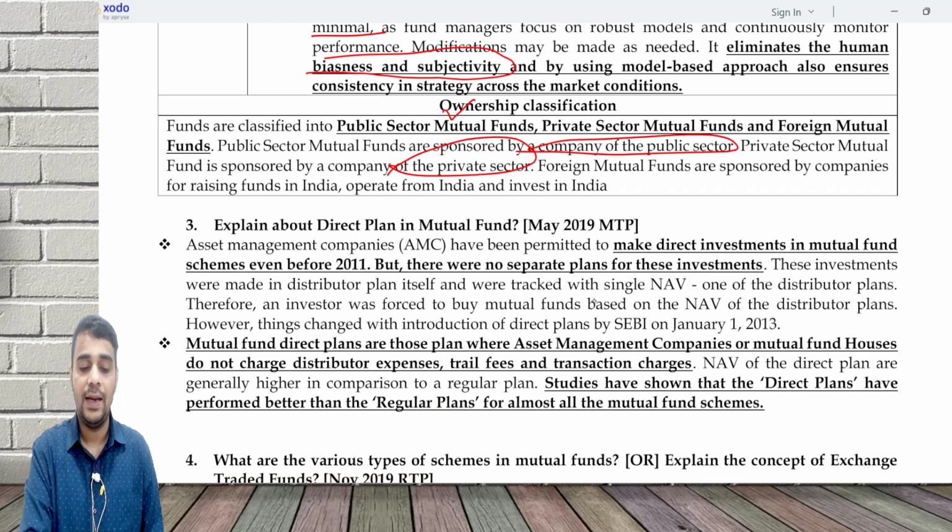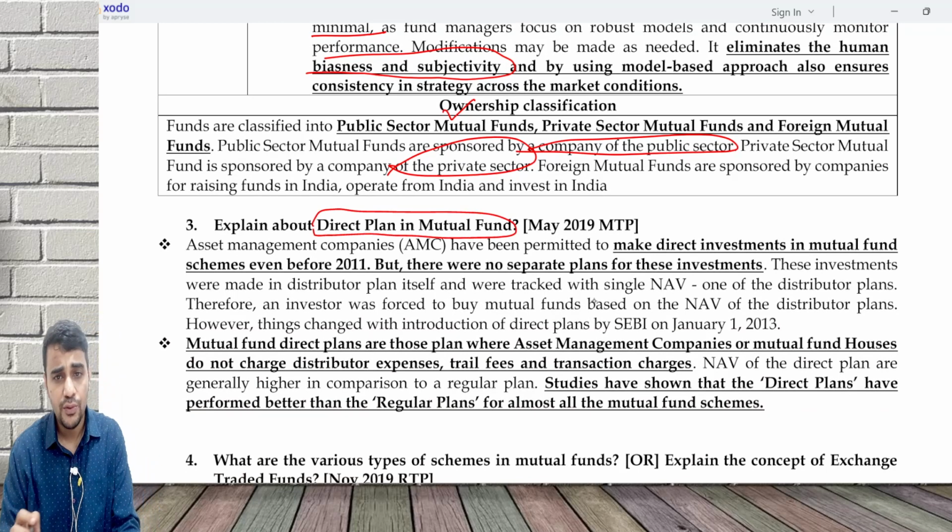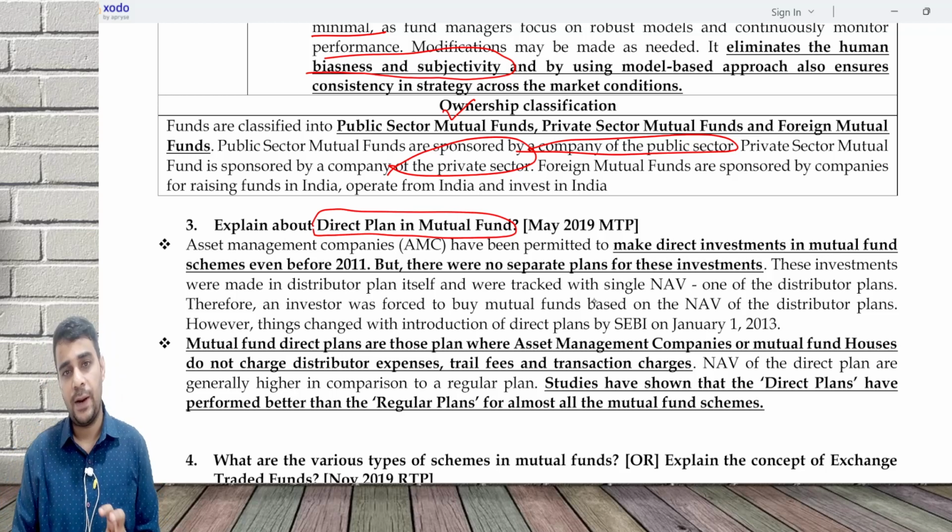Explain about direct plan in a mutual fund. Now, mutual funds basically have two types of plans. One is called a regular plan and the second is called a direct plan.